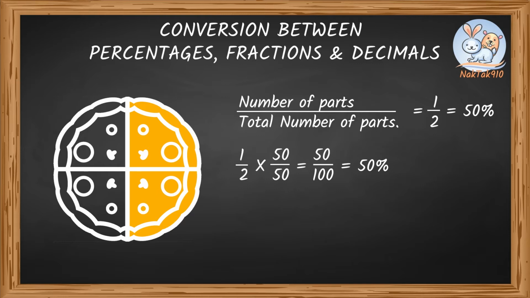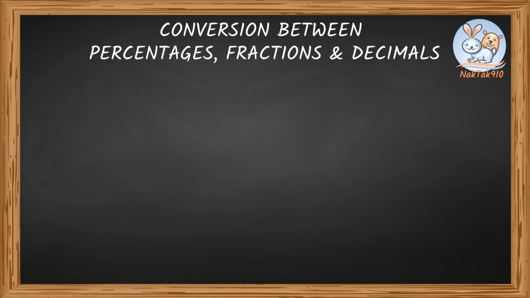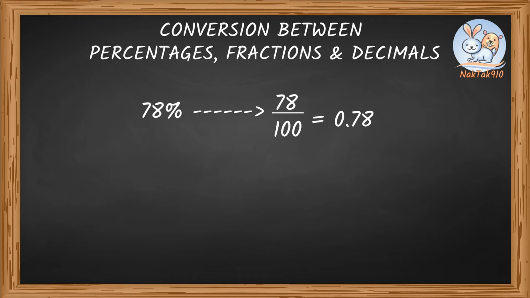If I have to put this in decimal form, 50 by 100 has 2 zeros in the denominator. So, moving the decimal 2 zeros toward the left. Let's look at some examples to write the percentage in fractions and decimals. Say, 78% is the same thing as 78 by 100. Since the denominator is 100, we need to just move the decimal point 2 number places to the left. So, 78 by 100 is 0.78.